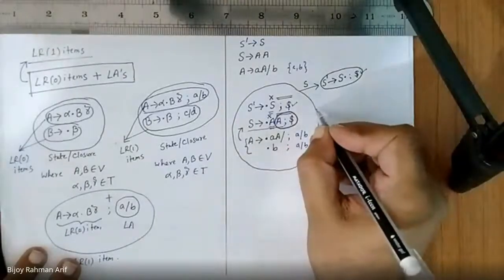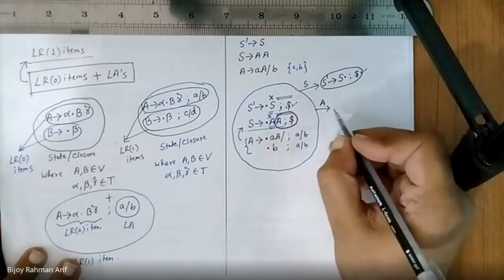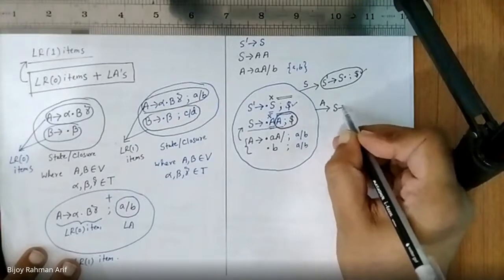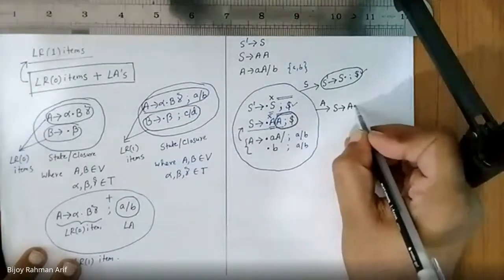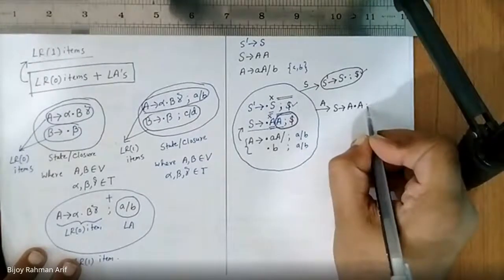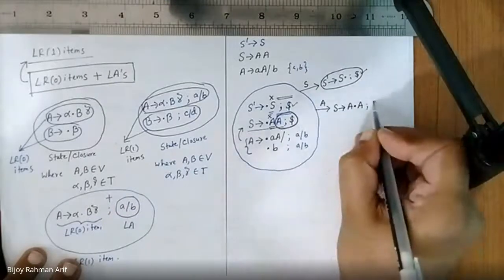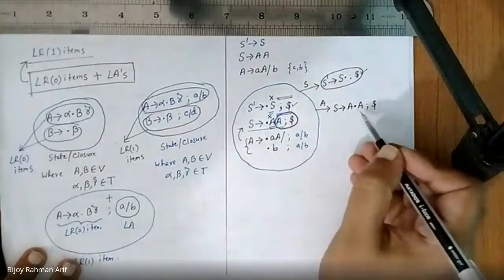Okay, sir. Now, move on capital A. If you move on capital A, what do you get? S derives capital A, closure, A. Then don't change the lookahead. What is the previous lookahead? Dollar. So dollar. Now, what is after this closure?